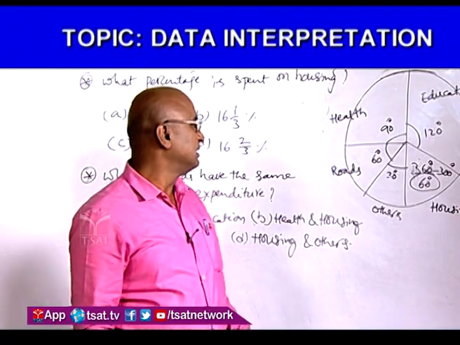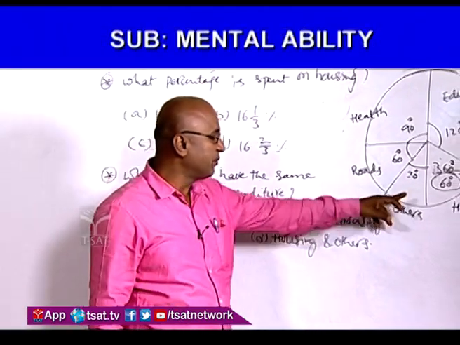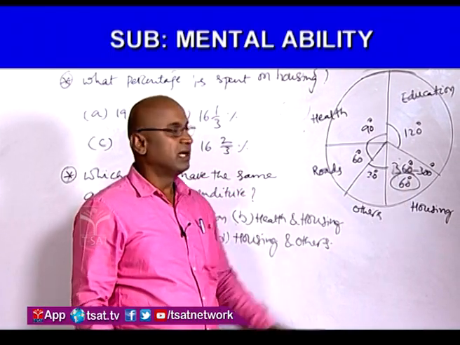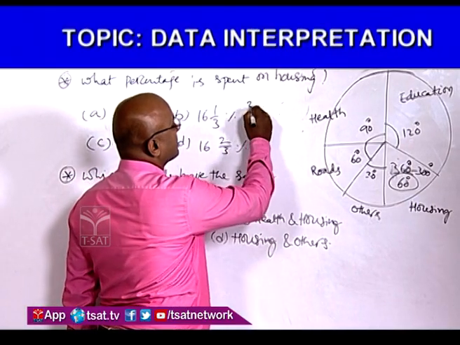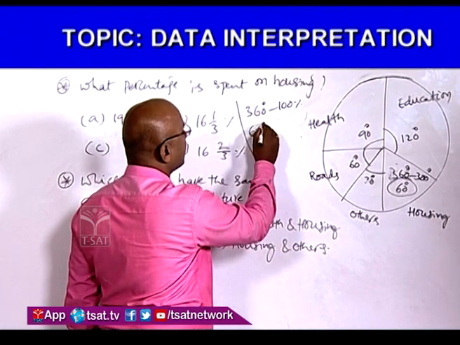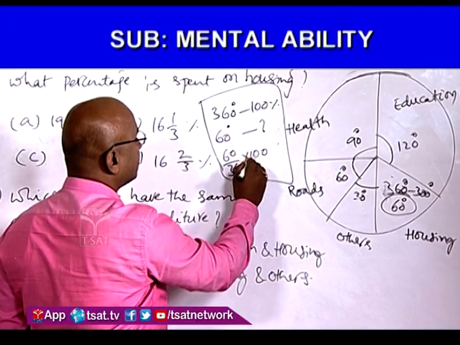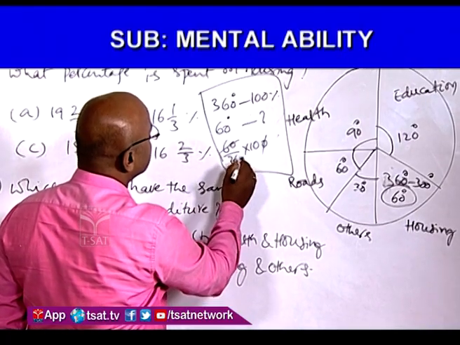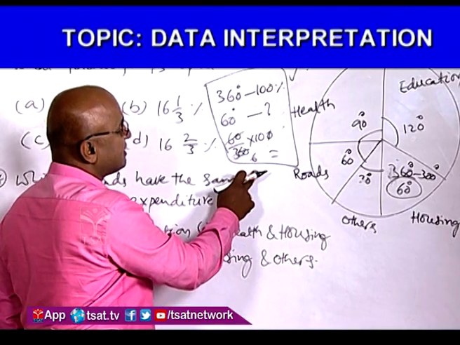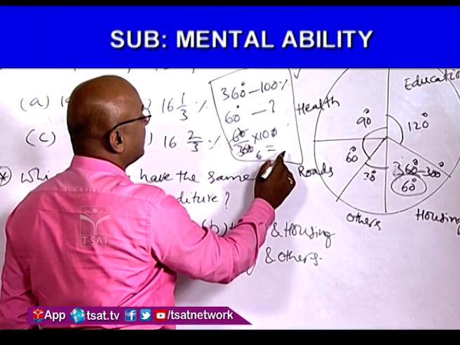The next problem in this is, what percentage is spent on housing? The housing value is 60 degrees, which we found out. The total value is 360 degrees, and 360 degrees is 100%, we know that. Then 60 degrees is how much? 60 by 360 into 100, that is 100 by 6. 6 6s are 36.